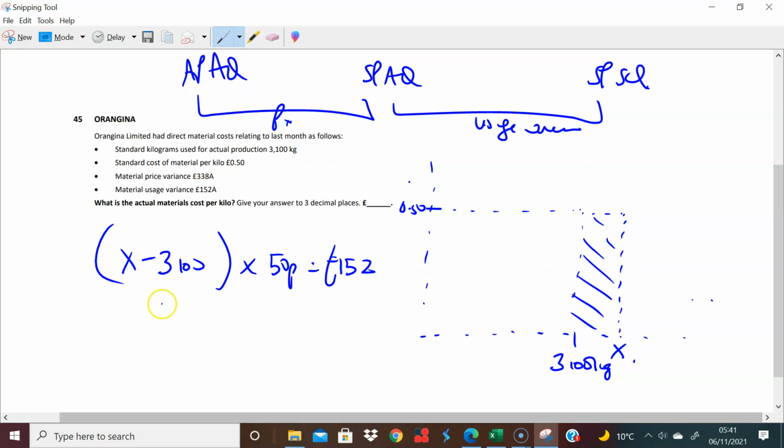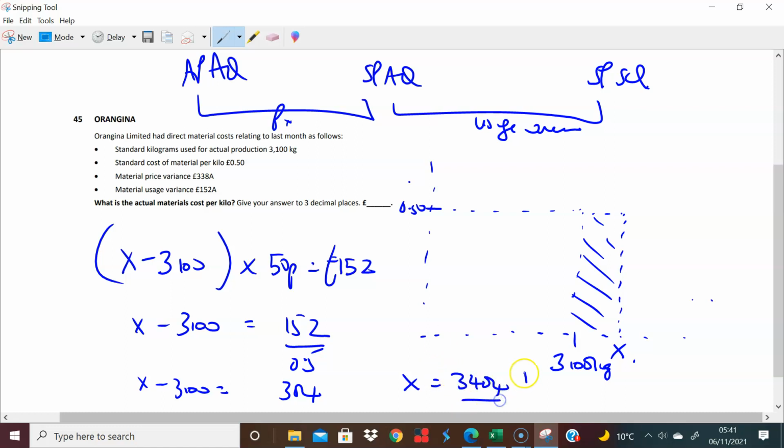So when I roll this out, I suppose I could say X minus 3,100 is equal to 152 over 50p. So X minus 3,100 is equal to 152 times 2, which is 304. And that means that X is equal to 3,100 plus 304, and X is therefore equal to 3,404. So I used 3,404 kilograms, right? That's kind of the situation.